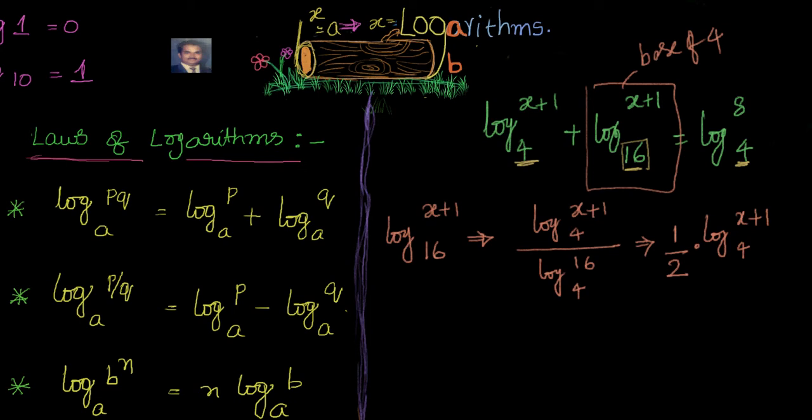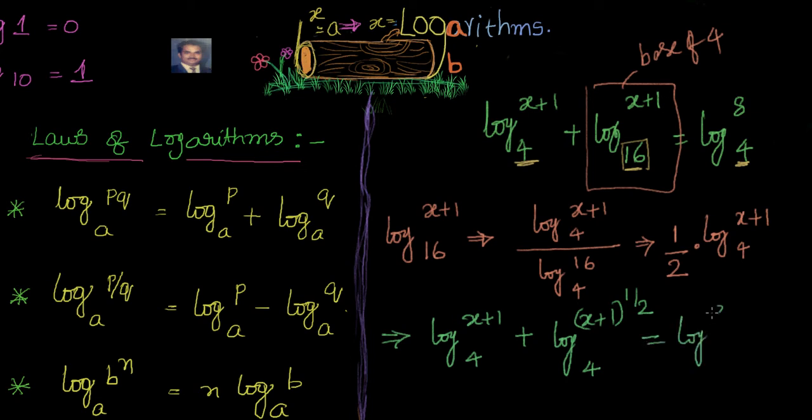Now I can go back and substitute that. And also see, this is nothing but log of x plus 1 to the power of 1 by 2 to base 4. So this gives me log of x plus 1 to the base 4 plus log of x plus 1 to the power of 1 by 2 to the base 4 equal to log of 8 to the base 4. Now it's very simple, right?